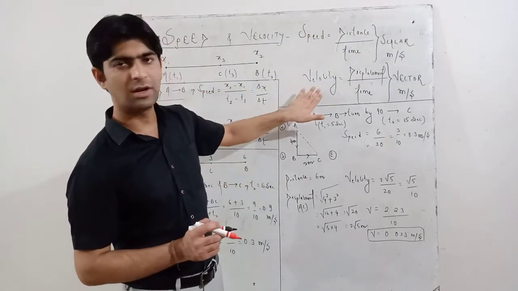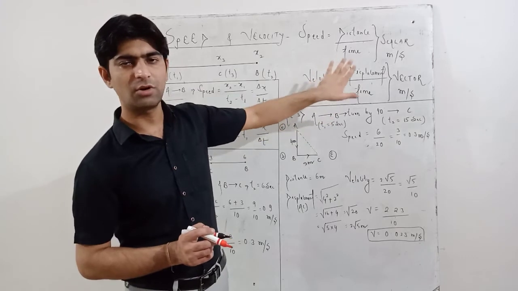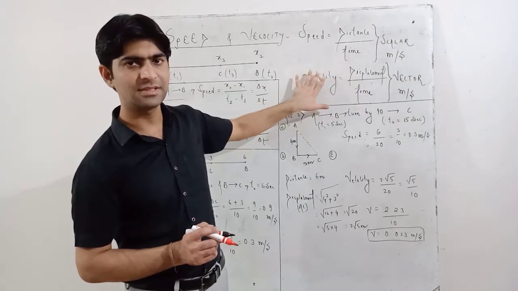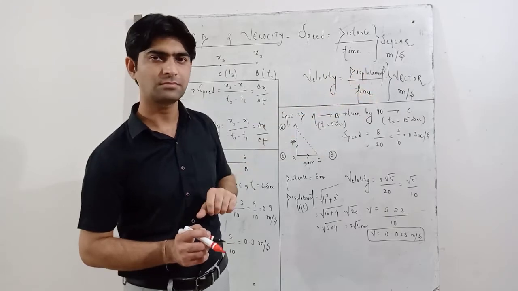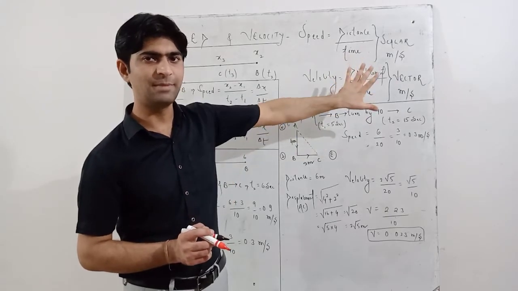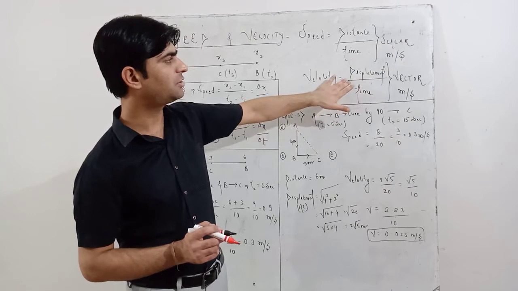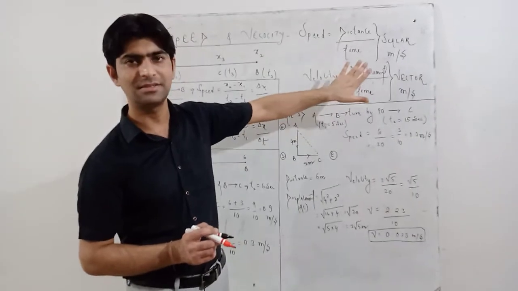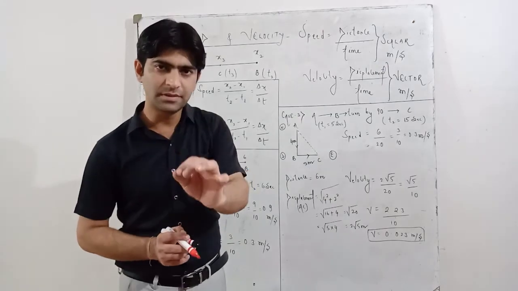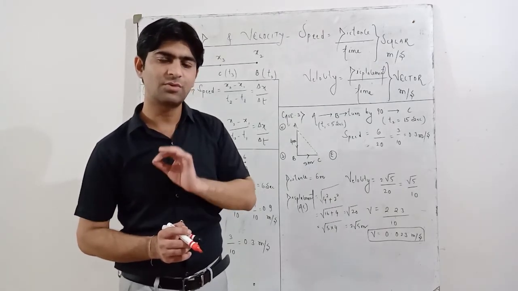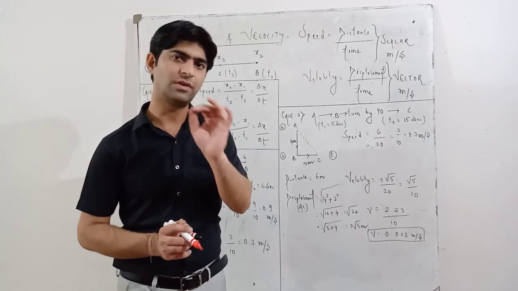If we talk about velocity, velocity is dependent on displacement. The velocity is defined as the total displacement of a body per unit time. Its SI unit is again meter per second because it is the ratio of displacement and time, and velocity is a vector quantity.